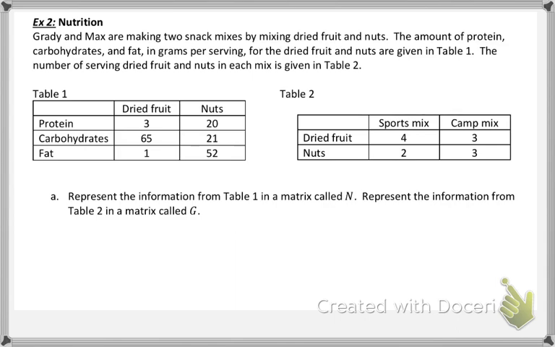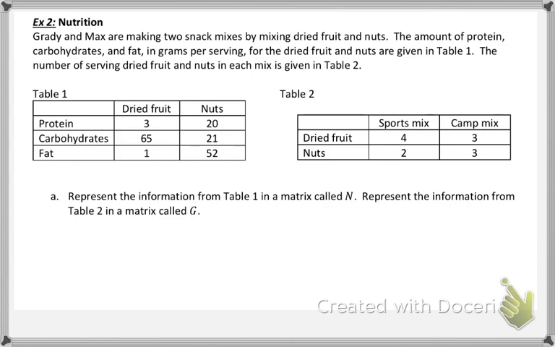So the first thing I want you to do is to represent the information from table 1 in a matrix called N, and represent the information from table 2 in a matrix called G. This is very similar to what we did in the last lesson, where you have to represent the number of studying hours for math and science before midterm and before final as a matrix.